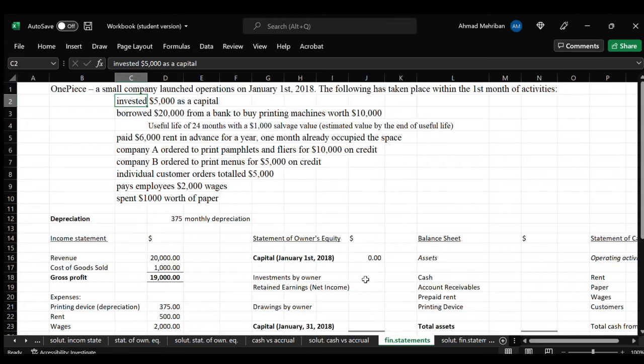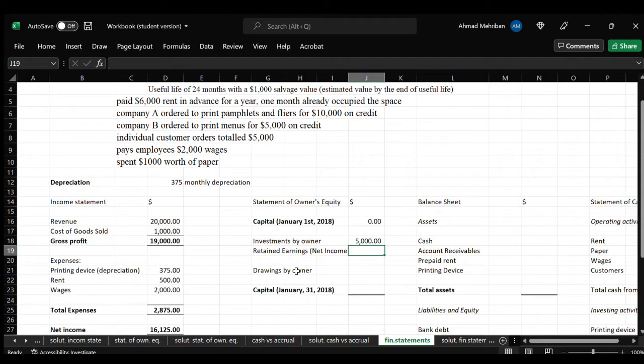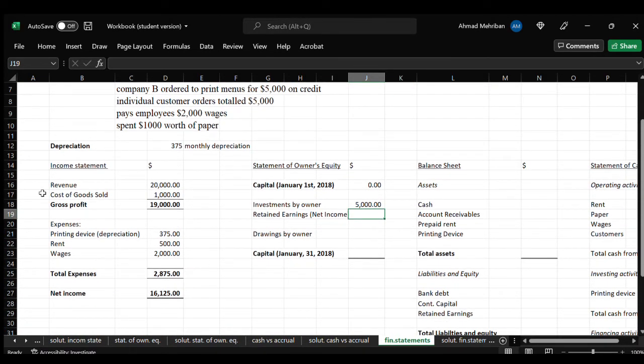Now the investment by the owner, which took place probably on the same day, not necessarily, has been made, and that was $5,000. That's the first entry. And the second one is retained earnings. The retained earnings we already know by now. We wouldn't be able to know it unless we had calculated the income statement. We've compiled the income statement, and so now we know that retained earnings or net income is actually $16,125.